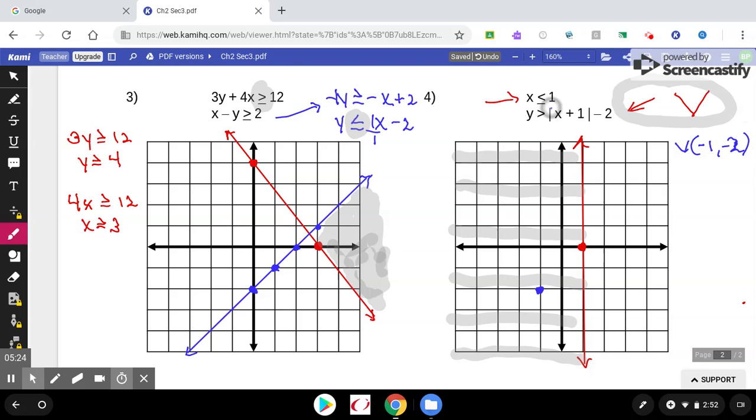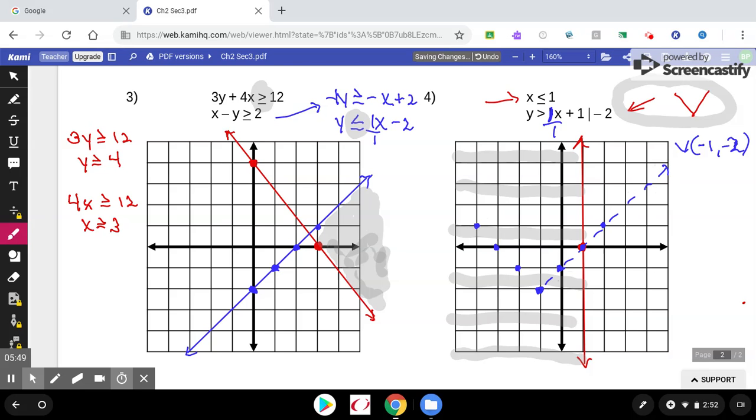Another way to do absolute value graphs is to think in terms of a slope. So I can go up 1 and over 1. And if I go up 1 and over 1 on the other side, that would give me my V shape. This one does not have an equal sign underneath. It's a greater than symbol, so I'm going dashed with this one.